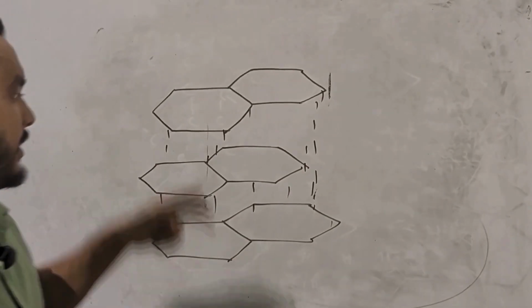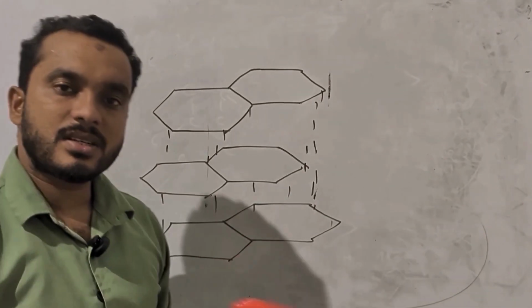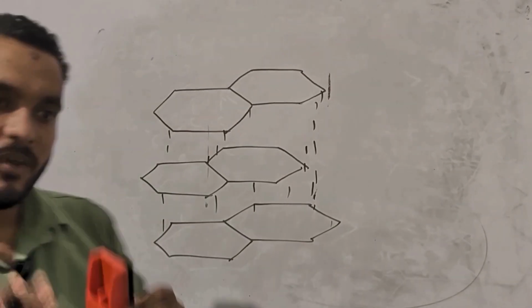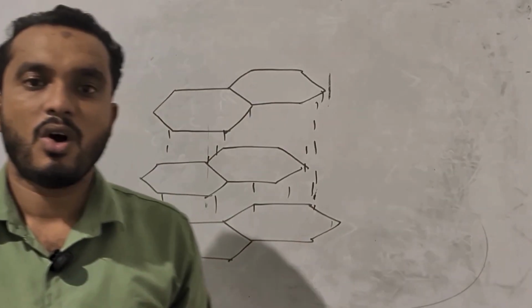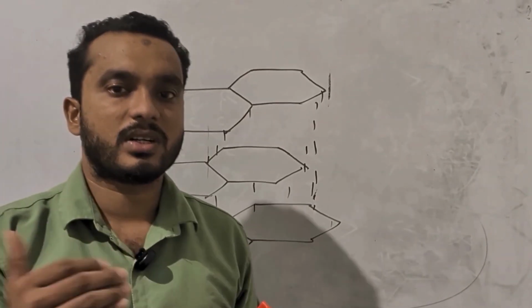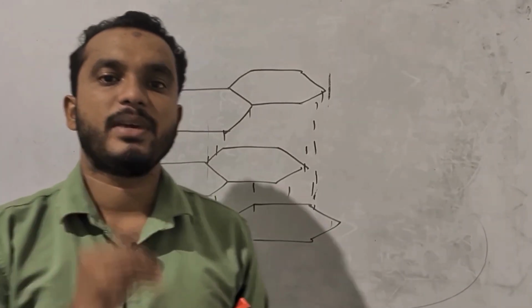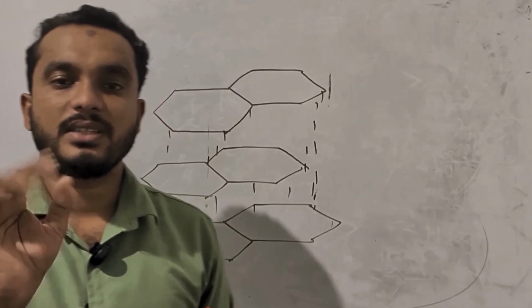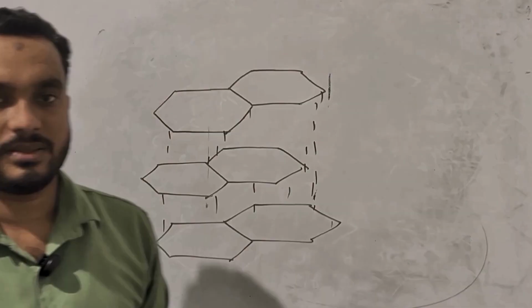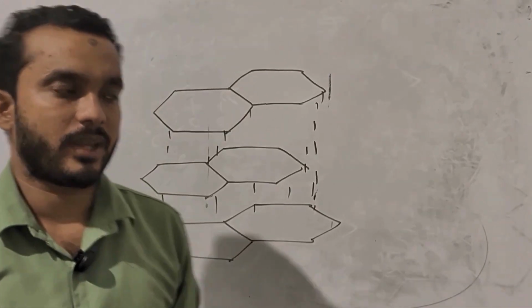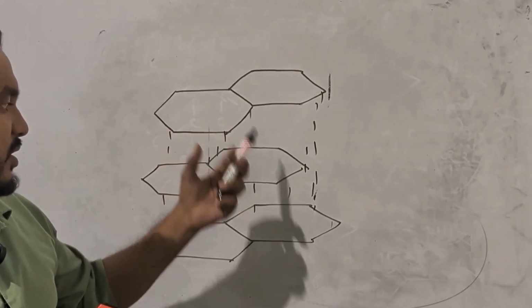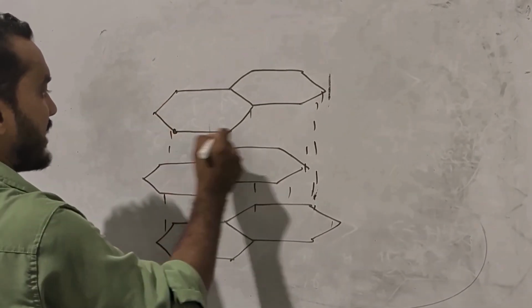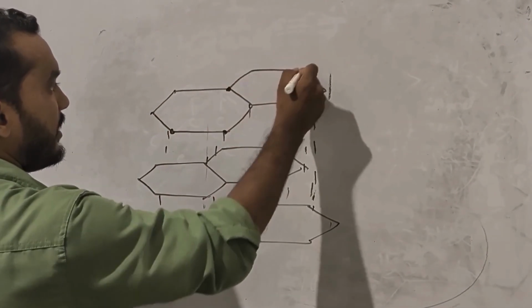And you know that through graphite, electricity conduction is possible. Why? I have already made another video on why graphite conducts electricity. So search on my YouTube channel, Cold Spring Academy, for why graphite conducts electricity, and you will get it there. Have you understood? So here, in every corner of this hexagon, there is carbon.